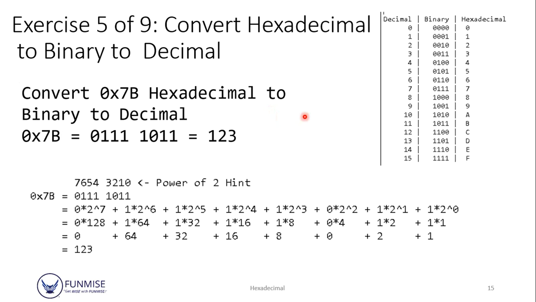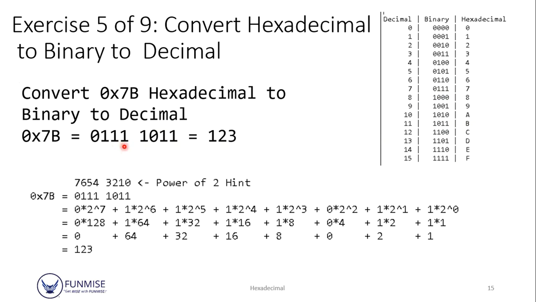Okay, this one gets a little bit more involved, but it's still going to be fun. Now, for the first part, we're going to look at this 0x7b. We're going to first convert it to binary, and then we'll convert this binary to decimal. Converting this hexadecimal to binary is very simple. We just take this chart here. We can see the B here is 1011. That's the B position. The 7 is 0111, which is here.